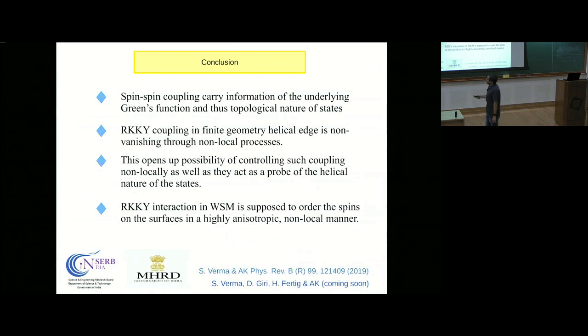So essentially, I talked about how RKKY interaction can capture some of the underlying physics of the bulk states, especially when it is a topological state. RKKY interaction in finite geometry, on a helical edge, is non-vanishing through non-local processes. So essentially, you need processes which can traverse the whole edge. This opens up the possibility of controlling such coupling non-locally. And essentially, RKKY in Weyl semimetals looks very interesting. Okay, so with that, I finish my talk.